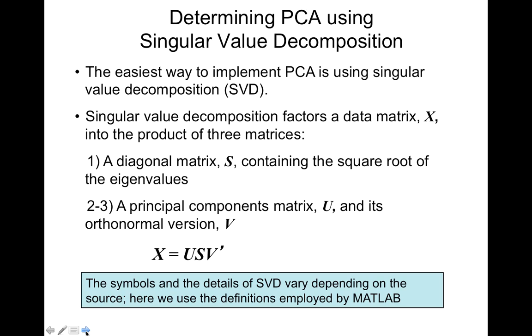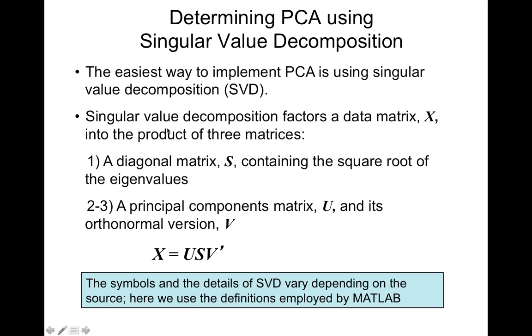So the easiest way to implement principal component analysis is to use a technique called singular value decomposition. And this is basically a matrix technique that looks for the eigenvalues of a matrix that would give us the original data set.